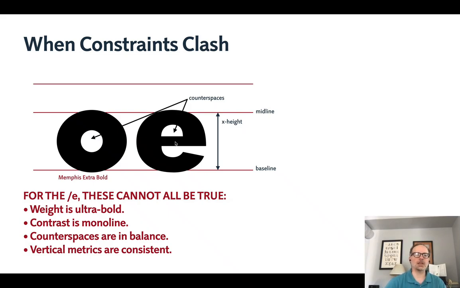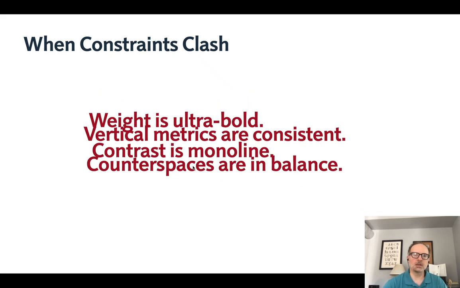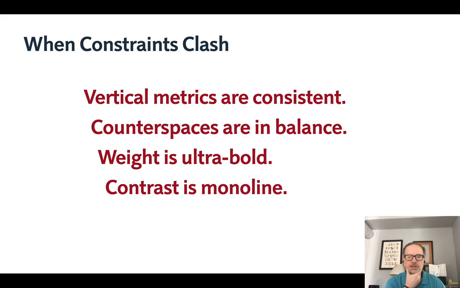And as we look at the design, we can see what did give, right? So here we have those four things that Memphis wants to be ultra bold, and yet they can't all be true at the same time, right? There's a contradiction. So what we see in the design, we can sort of reverse engineer what the priorities were among this typographic wish list. And when we see what Griffith did, we can say, okay, consistent vertical metrics seem to be the highest priority, right?